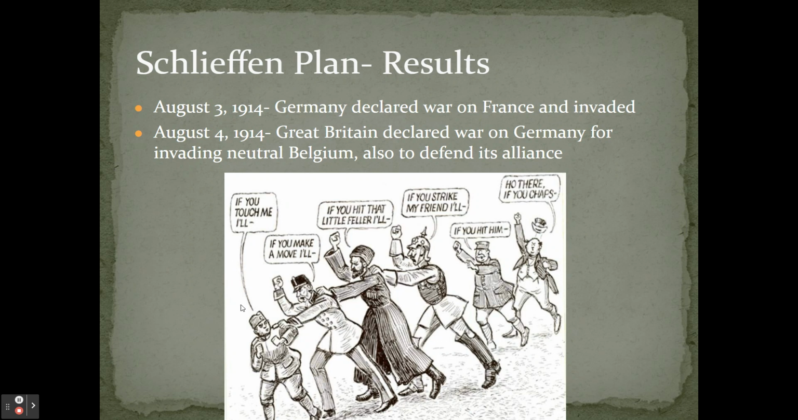So here is a little political cartoon that shows the alliances drawing people into the war, where each person is like, hey, if you hurt him, I'm going to get you. And then the next person is like, hey, if you hurt him, I'm going to get you. And it is like a domino effect of all these countries getting drawn in who weren't in the original conflict.